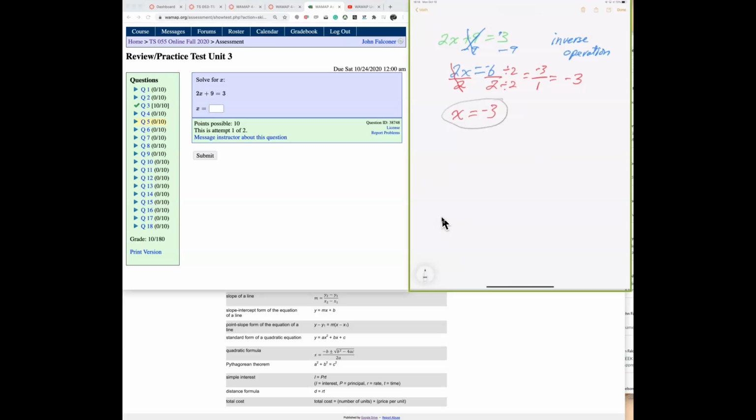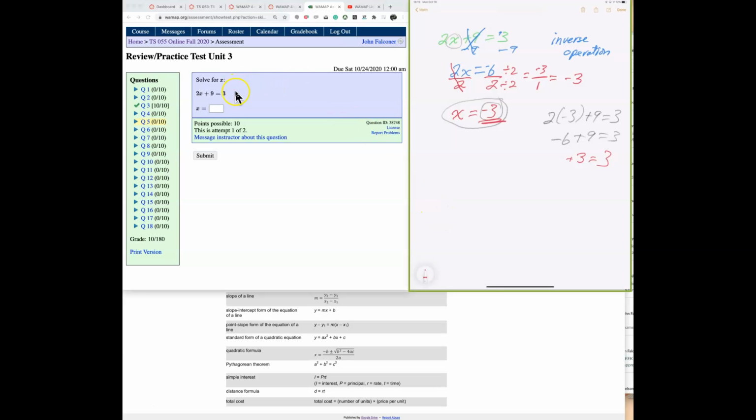So if we plug this negative 3 in up here where the x is, 2 times negative 3 plus 9 is equal to 3. All right? So let's see if that's true. 2 times negative 3, this is PEMDAS, so we do multiplication first. 2 times negative 3 is negative 6, plus 9 equals 3. So negative 6 plus 9, we've got two different signs. So we're going to take the difference between those two, which is 3, and we're going to retain the sign of the larger of the two, which is the 9, so positive 3. And that is equal to 3, so this is our answer.